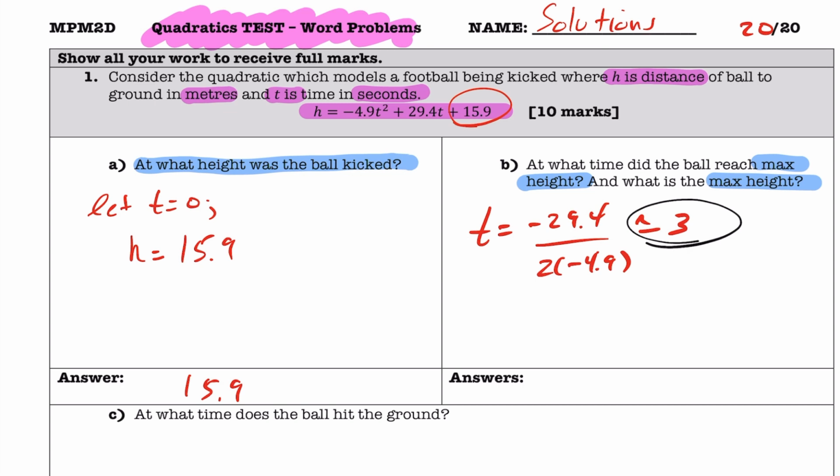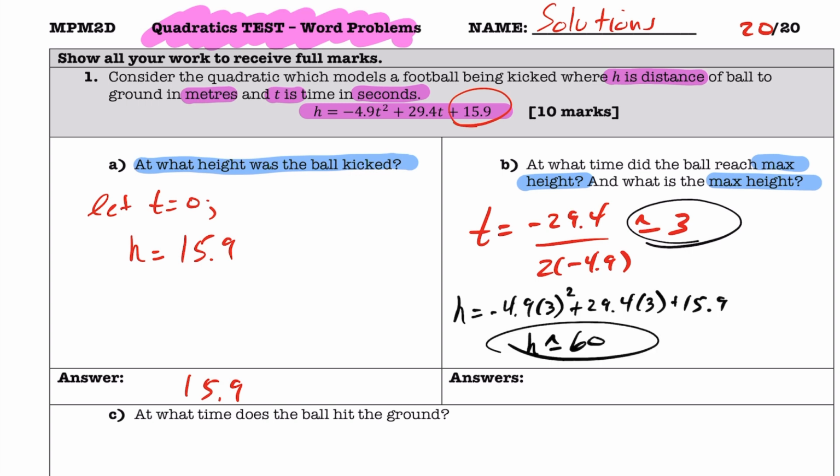And you go ahead and evaluate the quadratic when time equals 3, and we get the following. We get exactly 60 meters. So in this situation, we end up getting 60 meters happens at 3 seconds.